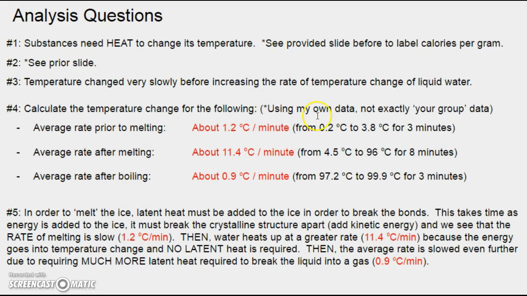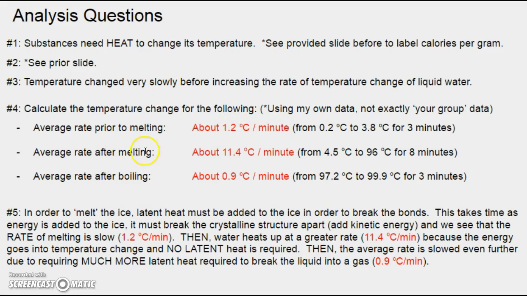So here are the numbers I got from my own data. I had done this lab, so this may not be exactly like yours, but you're going to use your group data to make calculations. So the average rate of change of temperature: my temperatures went from 0.2 degrees C to 3.8 degrees C in 3 minutes. So I took the difference, 3.8 minus 0.2 divided by 3, and I got about 1.2 degrees C per minute. That was the change in temperature.